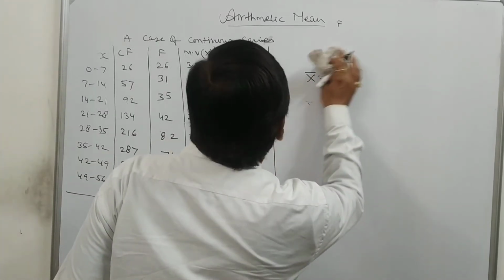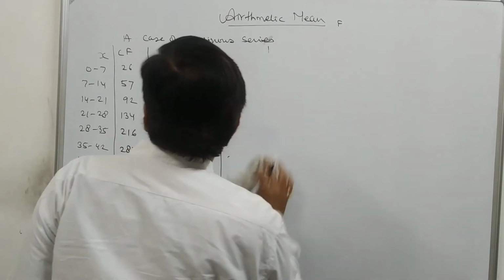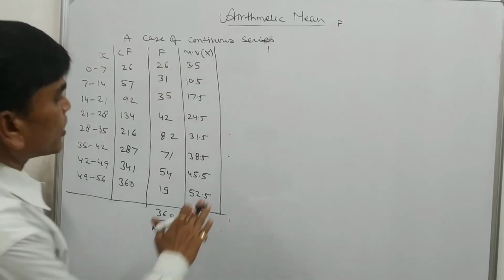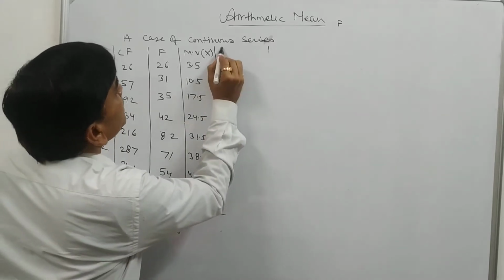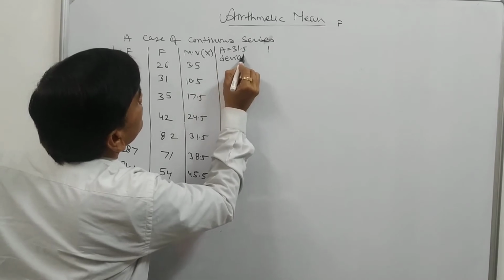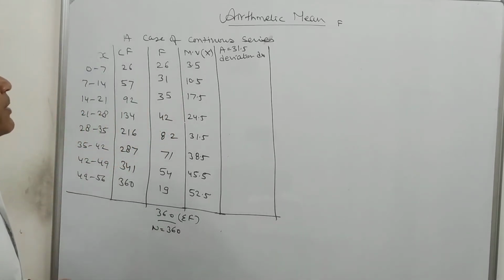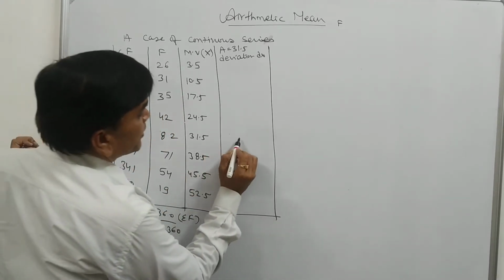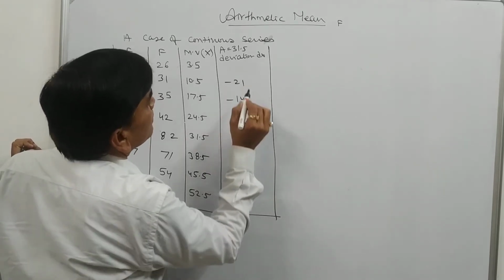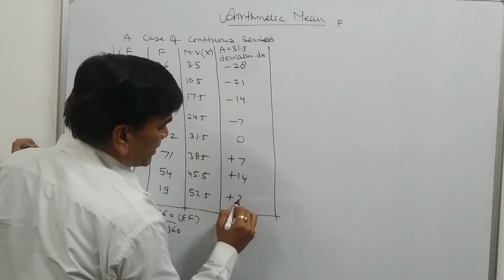So the second method is called the shortcut method. We can use the shortcut method. We require this; cf is not required, frequency is given, mid value is given. Now assume mean, suppose 31.5. Deviation dx, that is, we are getting deviation from the assumed mean 31.5. So 31.5 will be 0. Then it will be minus 7, minus 14, minus 21, minus 28, plus 7, plus 14, plus 21.